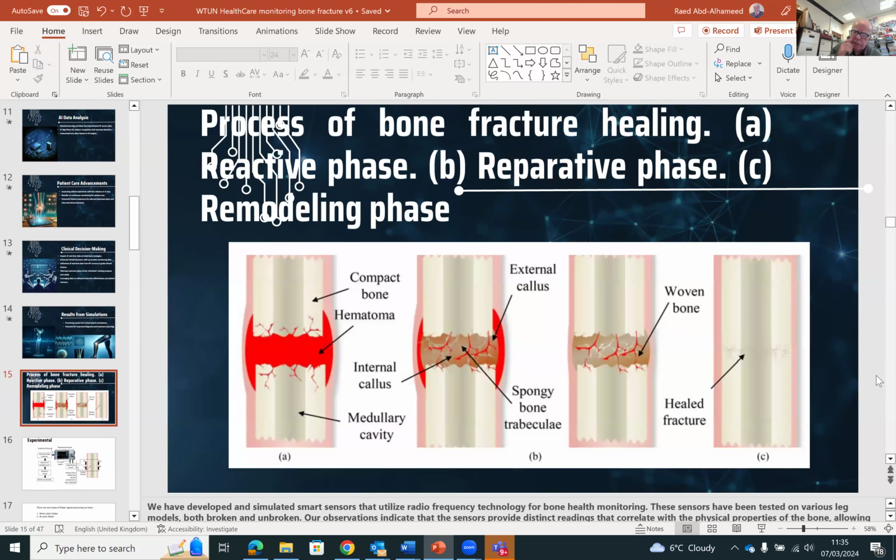I will give you some simple results that we are trying to publish. You can see here how the bone fracture happens, and then how it clears. You can see the hematoma generated, the spongy bone developed, and the woven bone, until the bone is healing, on the right-hand side.